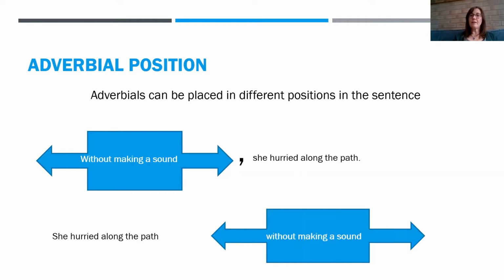Can you see now it's being swapped? The main clause is now in the first position, and without making a sound, the adverbial has been moved after the main clause. So it's in the second position in the sentence. Because it's in the second position in the sentence after the main clause, it doesn't need a comma separating it from the main clause. Moving on.